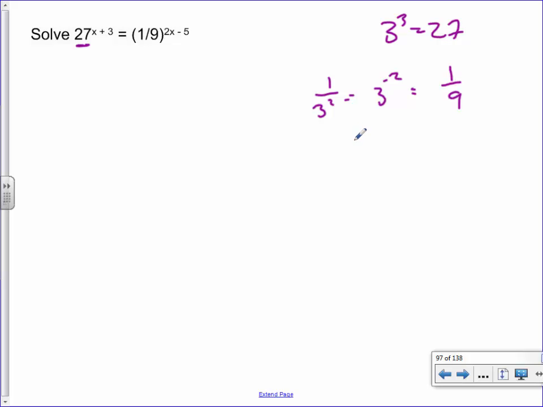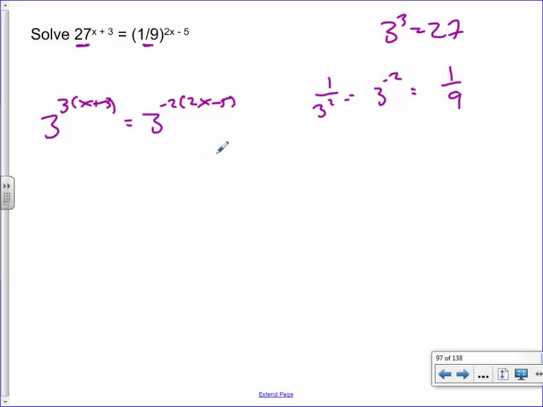So I can't give you a for-sure rule here, you have to have a little bit of problem solving skills to be able to recognize that 1 over 9 can be a common base. But now I can write it like this. 3 to the 3, that'll FOIL the x plus 3. And 1 over 9 is 3 to the minus 2, and that'll FOIL the 2x minus 5. What's the next step?